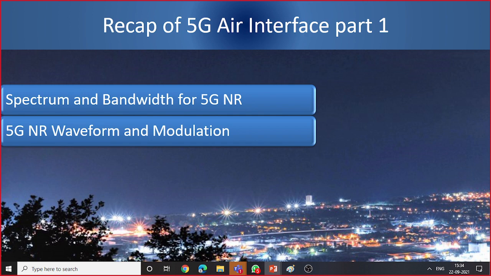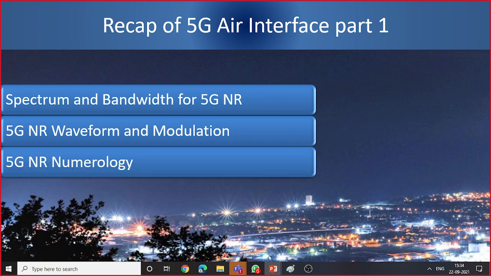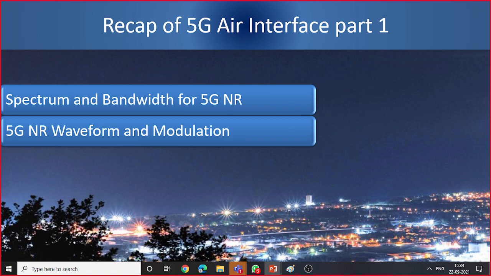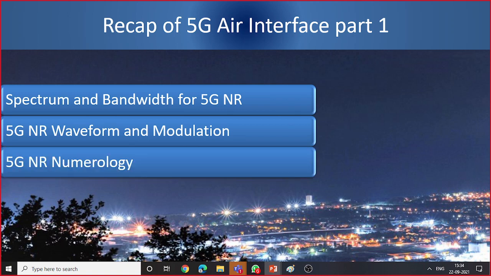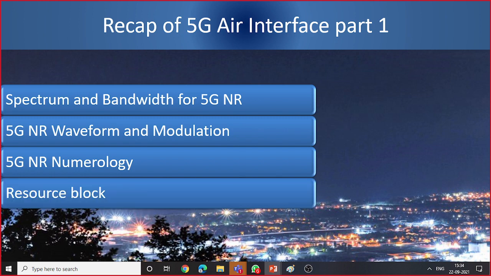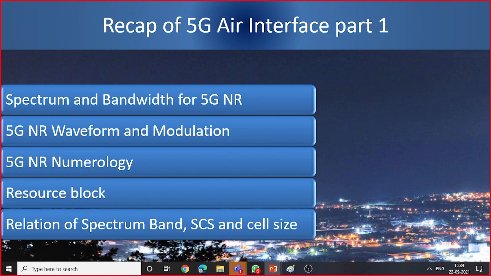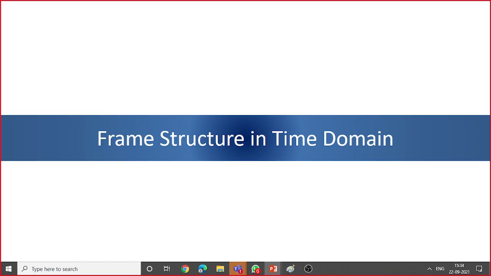The second thing which we learnt about was the waveform. We understood how orthogonal frequency division multiplexing is used and how QAM modulation up to 256 QAM is used. We also went through the various numerologies. When we say numerology, we are talking about sub-carrier spacing, how 15 kilohertz, 30 kilohertz, 60, 120 and 240 kilohertz sub-carrier spacings are used. And then we discussed the concept of resource block, and what is the relation between all these aspects. So we have already covered those. Today we will talk about the frame structure in time domain. So let's start.